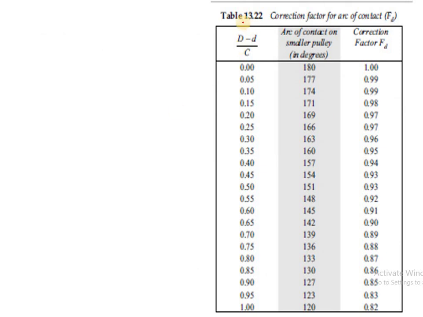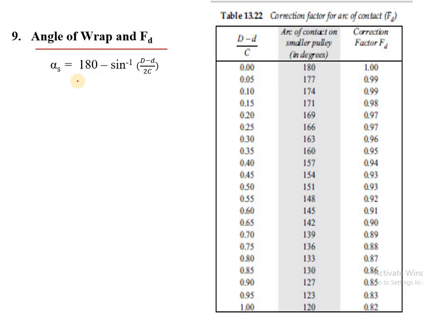The next step is to find the correction factor for arc of contact. Before that, we have to find the arc of contact. So the ninth step is angle of wrap and FD. Angle of wrap is given by this formula, where we have the three values: capital D, small d and C. Substitute them and you will get 155.71. You can round it up to 156. Now you have to find the corresponding FD.